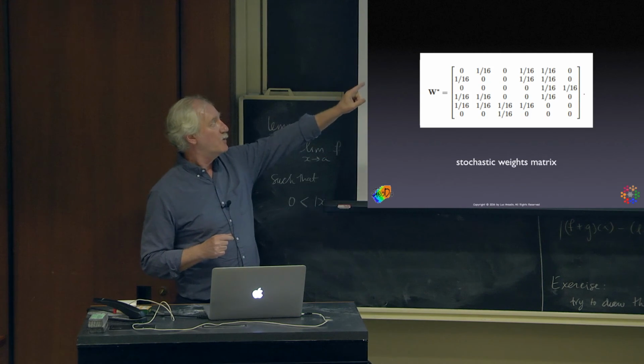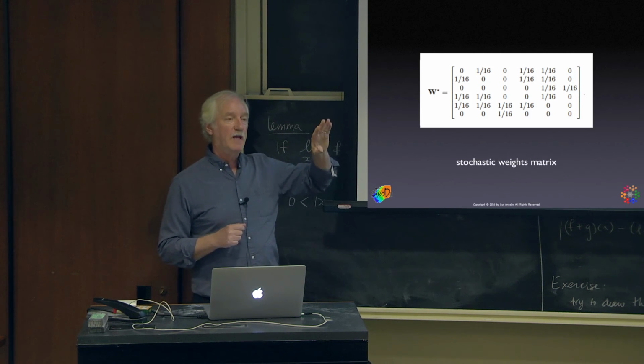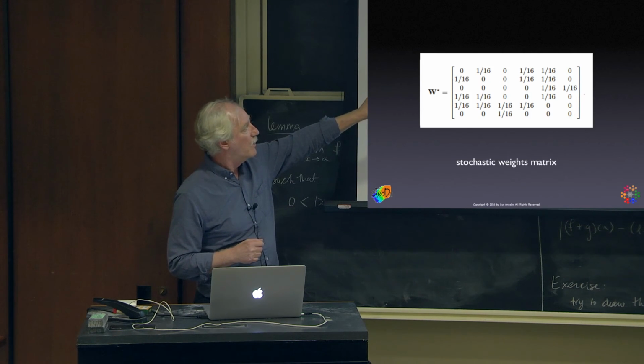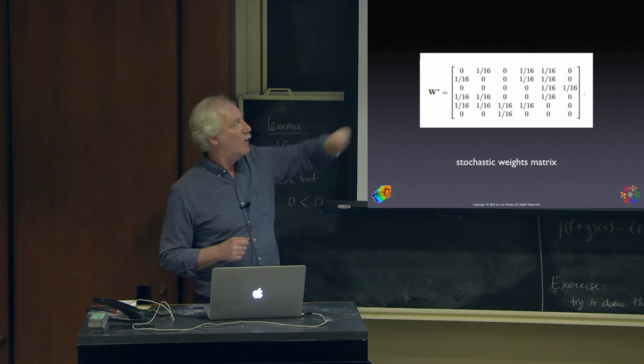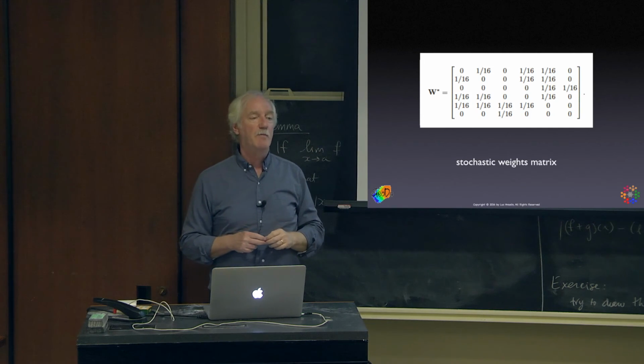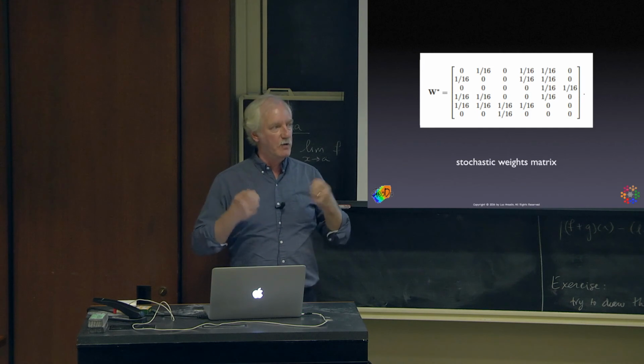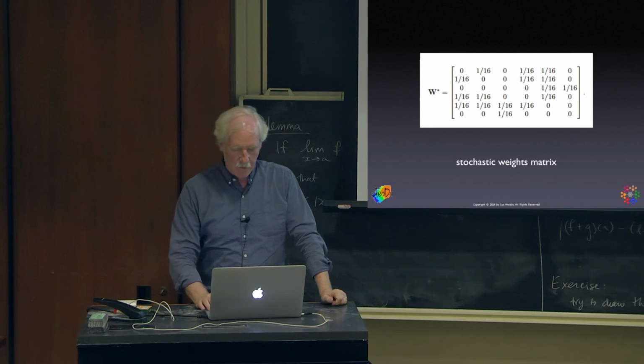Because in the first row, we multiply 3 neighbors by 1/16. But in the, which one is it? The third row, we only multiply 2 neighbors by 1/16. So again, we have our scale issue and a difficulty of comparing this.